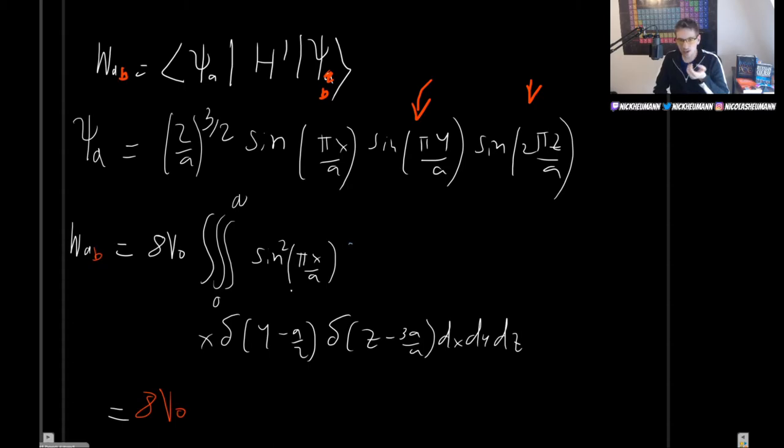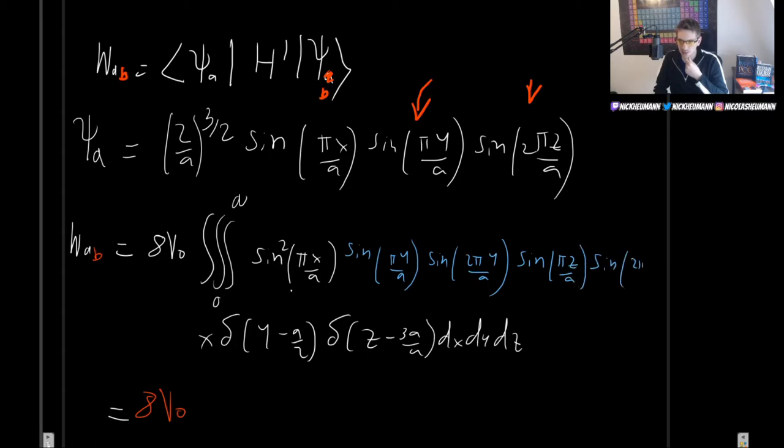Then what is ny? Well, for one of them, ny is 1, so we get pi y over a. But for the other one, ny is 2, so we get 2 pi y over a. And similarly for z. So for one, we get sine of pi z over a, and for the other one, we get sine of 2 pi z over a. And that is the only difference. That's why I didn't want to go too far away, so we can just base our calculations on this integral right here. And now we have to take a look at each one of these terms.